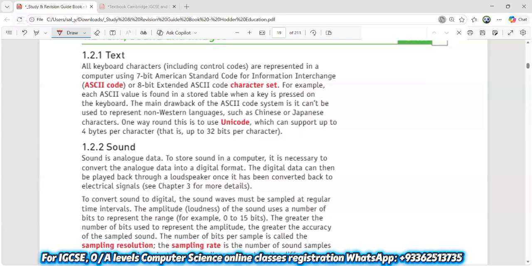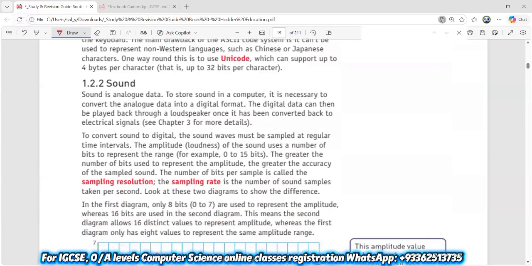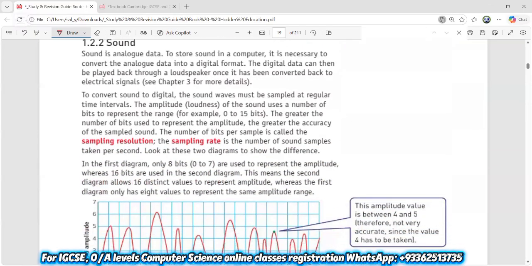Secondly is sound. And in this, what you need to know is the sampling rate and sampling resolution, the two terminologies. The two definitions should be on your fingertips. Along with color depth, the number of bits per sample is called sample resolution, and sample rate is the number of sound samples taken per second. So these two definitions should be on your fingertips. You can see for yourself, the questions in the recent papers are asking you these definitions. So please be very clear about these definitions. Any questions?